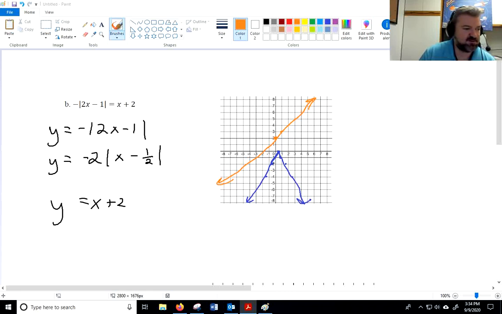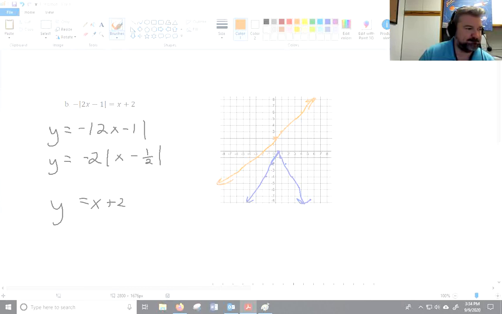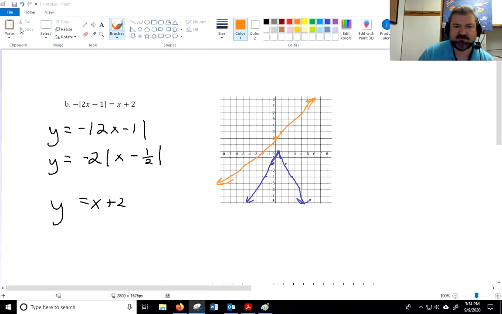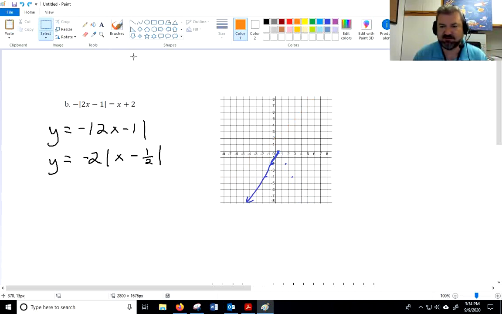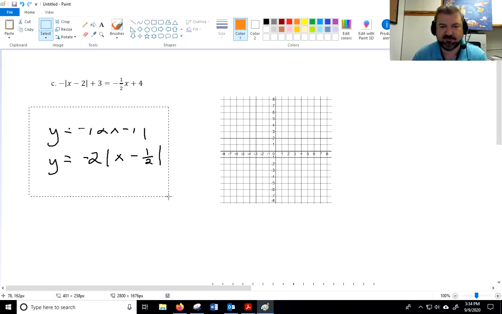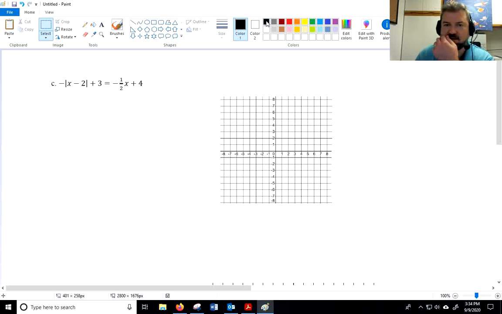Okay, let me just get to my next example here. All right, I got one more to graph, right? Once again, though, I'm gonna borrow that graph. I kind of like it. That one was a good one. Okay, this one doesn't look too bad.